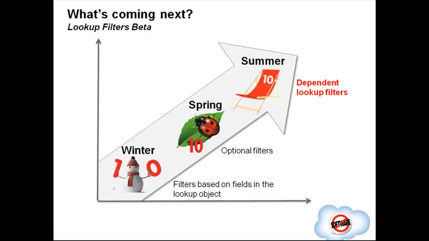And then the third big chunk is dependent lookup filters. This is filtering based on fields that are on the current record, and it's coming out in Summer 10. It's still going to be in beta.